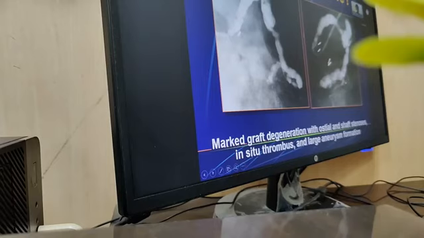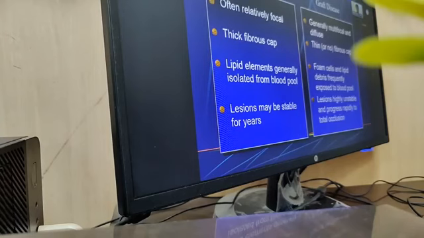This is how they look when they are diseased and when they have atherosclerosis or degeneration of the graft. So let me talk about vein graft atherosclerosis, the difference between atherosclerosis of vein graft versus native CAD. In native coronary artery disease, the atherosclerosis is mostly focal, while in graft it is generally multifocal and diffuse. The fibrous cap in native CAD is thick, while in graft it is a thin or no fibrous cap. Lipid element is generally isolated from the blood pool. Lesions may be stable for years in native disease, while here the lesions are highly unstable and progress rapidly to total occlusion.